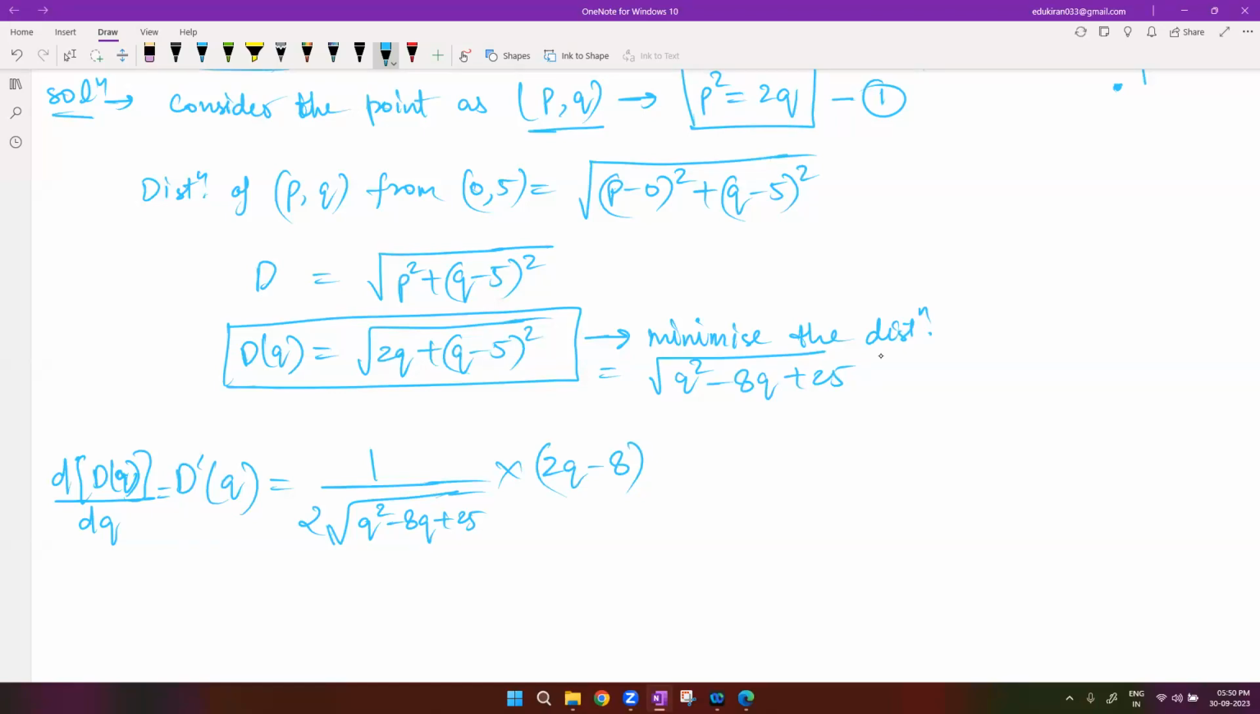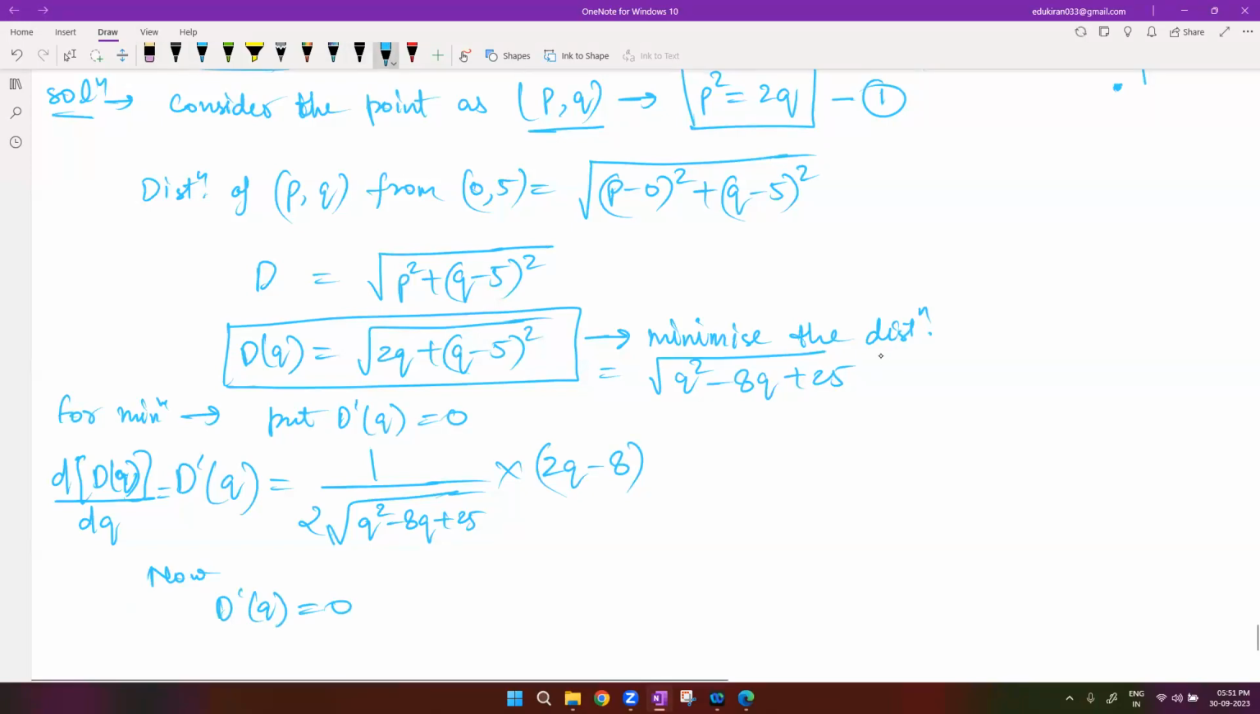Right? For minimum, put dq dash is equals to 0. So first of all, we will find out d dash q. Then we will put this d dash q. Now, d dash q is equals to 0. D dash q is 0.